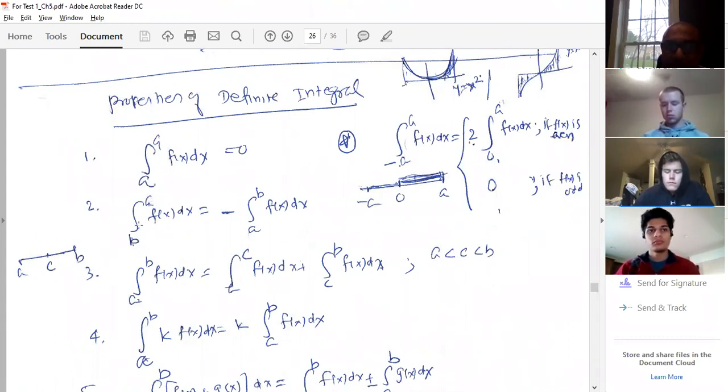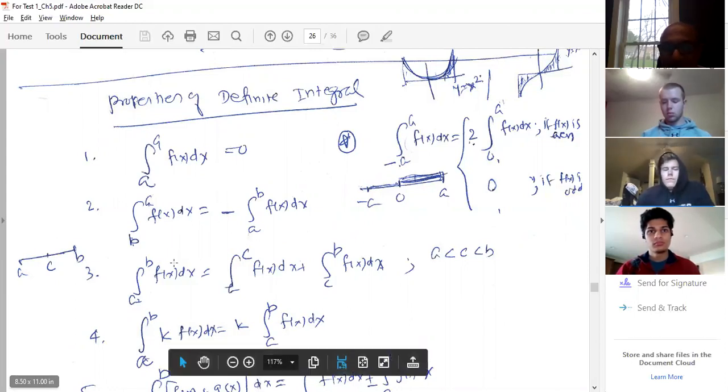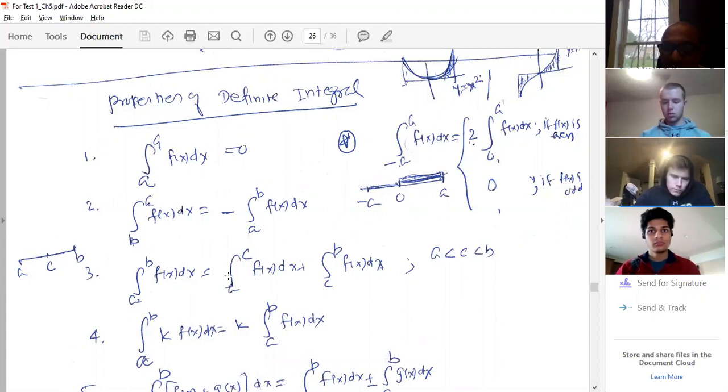Integration from b to a: if you want to flip the lower limit and upper limit to a to b, you have to use the negative sign. And if you want to divide the integral from a to b into two parts, a to c and c to b, you can always do it whenever your function is continuous.